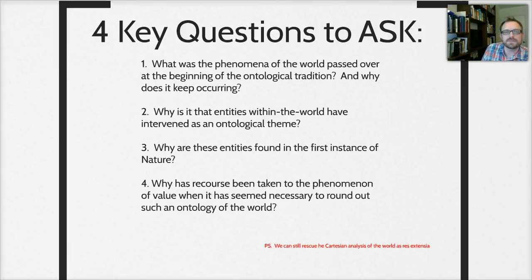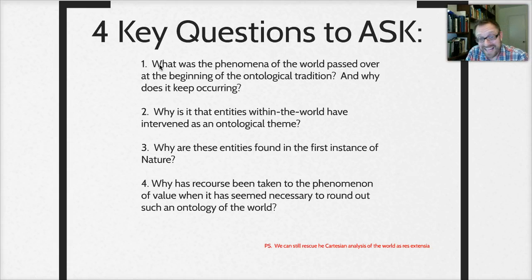So there's four big questions that Heidegger insists that we ask here. One: why was the phenomenon of the world passed over at the beginning of the ontological tradition, and why do we keep passing over it? I think that's supposed to be a why, not a what. And we're going to see it has something to do, importantly, with Dasein itself, or herself.